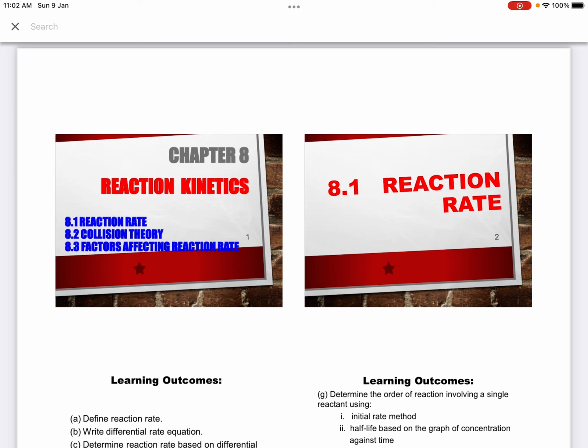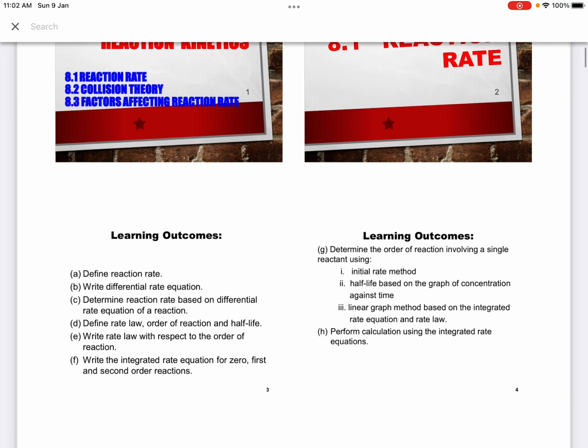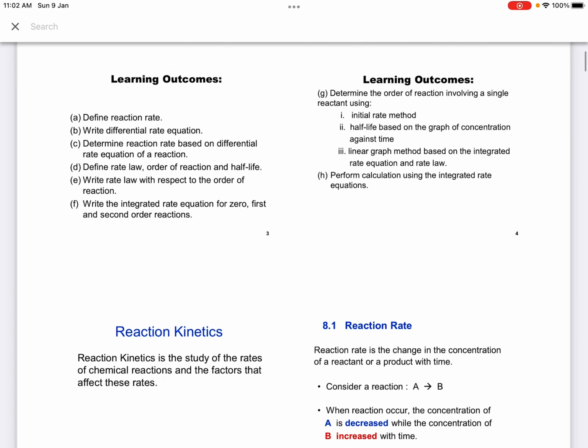This is the first chapter for semester 2. It consists of three subtopics: reaction rate, collision theory, and factors affecting the reaction rate. Let's look at 8.1. These are the learning outcomes.